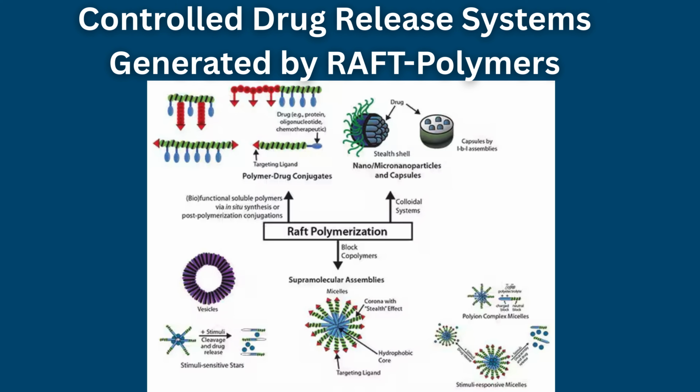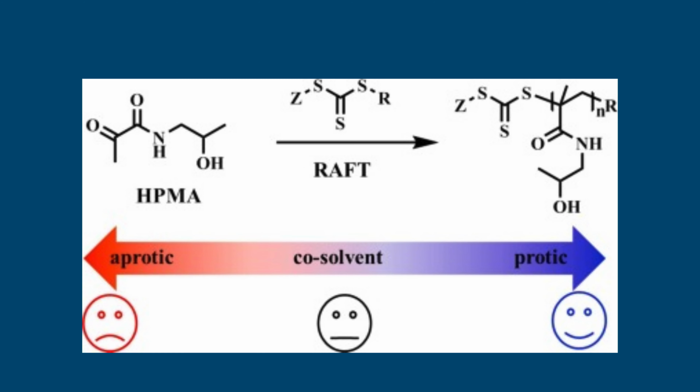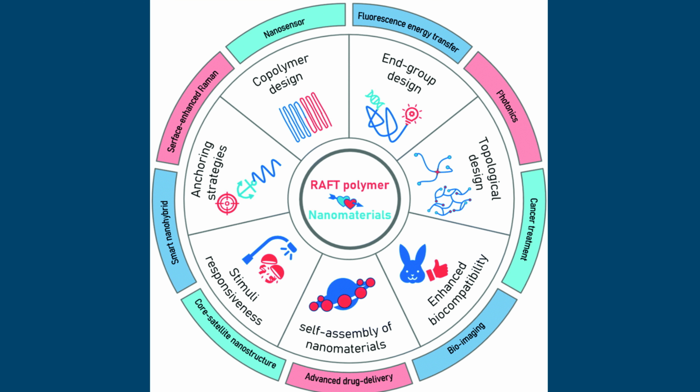Conclusion. RAFT polymerization is a powerful controlled radical polymerization technique that enables the synthesis of polymers with precisely defined molecular weights, narrow dispersity, and complex architectures. The mechanism relies on a reversible addition-fragmentation chain transfer equilibrium mediated by thiocarbonylthio chain transfer agents. Proper selection of RAFT agents and reaction conditions allows control over a broad range of monomers and polymerization environments.